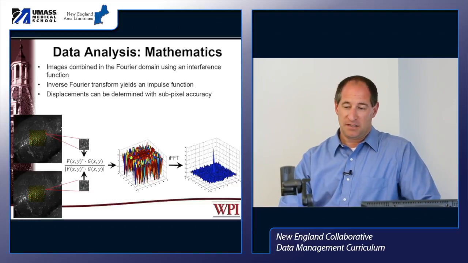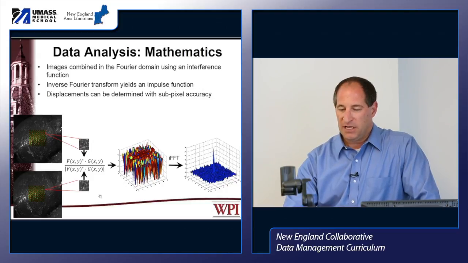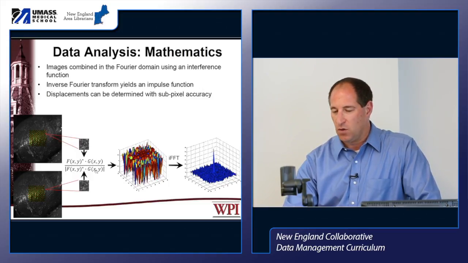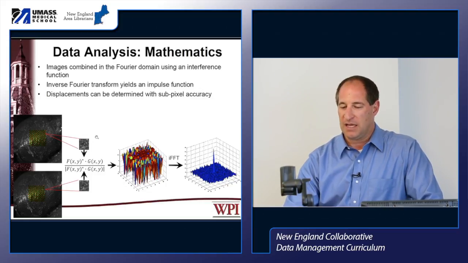In regards to the data analysis we do, we essentially can determine displacement in the heart at each one of these green and red boxes. And the way we do that is through some Fourier transforms through this mathematical equation here. I'm not going to go into all the details. The bottom line is we end up with what we call an impulse function, this blue spike you see here. And the distance that that spike is from the origin corresponds to the displacement in the X and the Y direction in the camera, along this axis and this axis here.